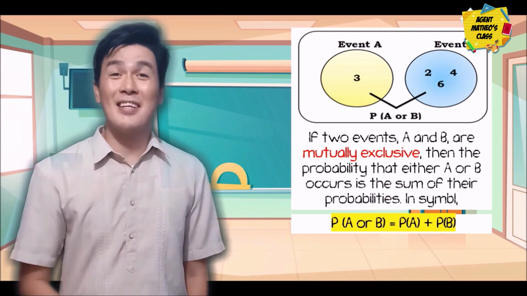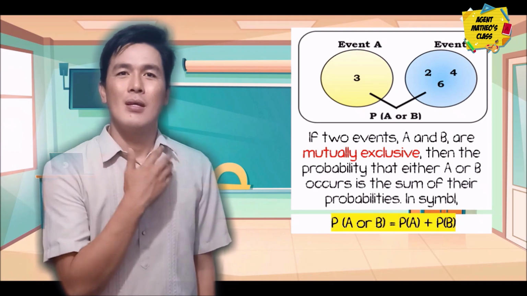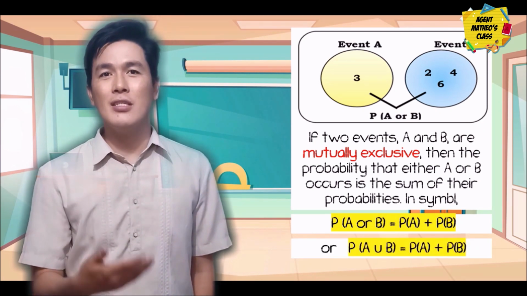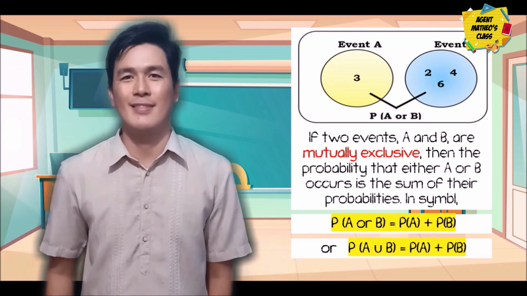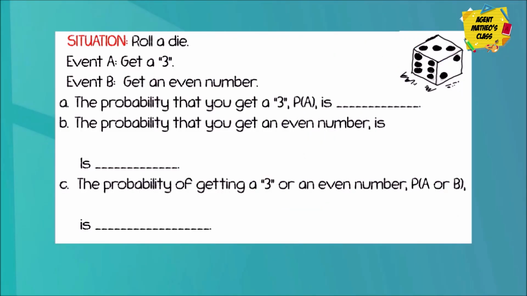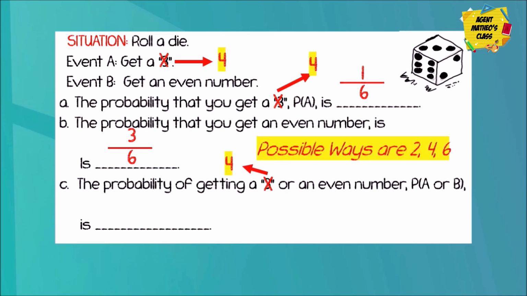We can also write this in another notation. We can have the probability of A union B is equal to the probability of A plus the probability of B. Let us have this situation about our problem a while ago. We are going to change the 3 into 4. The answer in letter A is also 1 over 6, since we only have one outcome of 4. For the second problem, we also have 3 over 6, since there are 3 ways to have an even number.